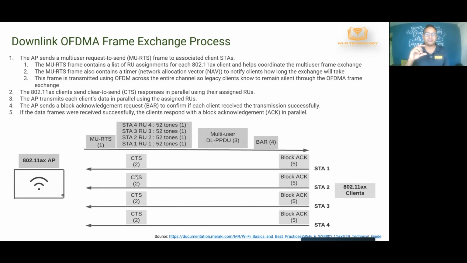So it's like the vehicles have decided that they are going to pick the respective lanes on the road, and they've informed that to the access point. Now all 4 of them can transmit on their respective lanes, right? So that comes in the form of CTS.